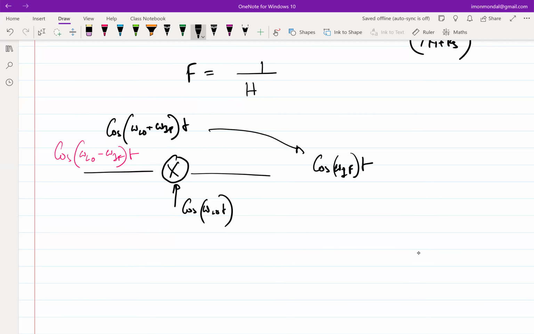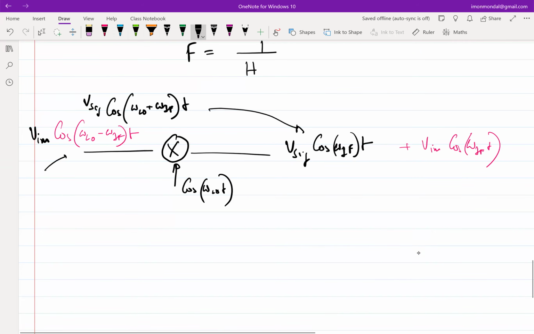What will happen to the image? What will be the corresponding term? You are going to have the same term. If I call this V sig and this V image, this will be V sig cosine omega IFt, and this will be V image cosine omega IFt.